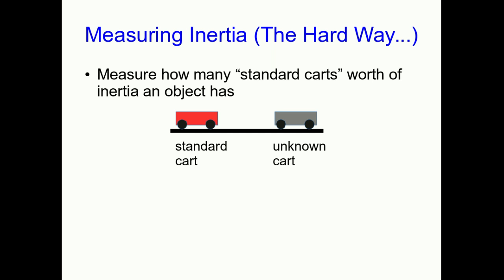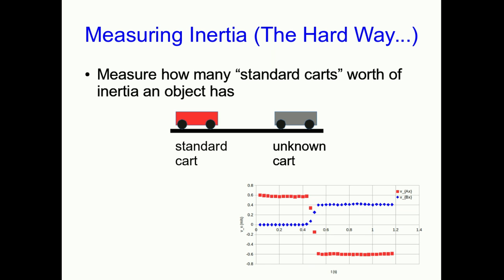This process that we have here actually gives us a way of measuring inertia. We can measure how many standard carts' worth of inertia an object has by just doing the same experiment. We'll take a standard cart, collide it with an unknown cart, and look at the Vx versus t graph. That allows us to get the two delta V's: the delta V for the standard cart, which I'll call delta V Sx, and the delta V for the unknown cart, delta V Ux.